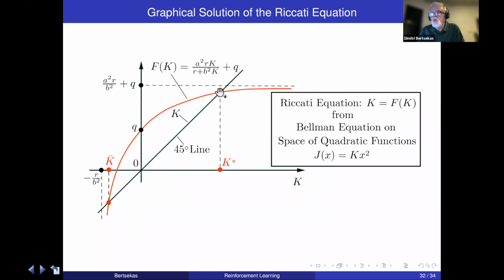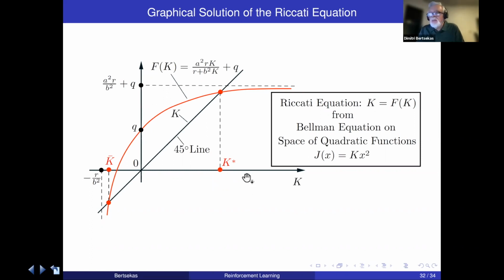So this is a solution of the Riccati equation. There's a positive solution right here. There's also a negative solution, but the negative solution is not of interest to us because we know that the cost function of the problem is a positive definite quadratic. So only the positive solution is relevant. So this is K star. We plot the graph of the right-hand side of the Riccati equation, intersect it with a 45-degree line, and we get the solution of the Riccati equation.